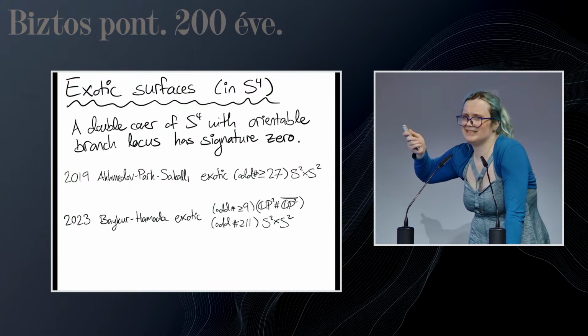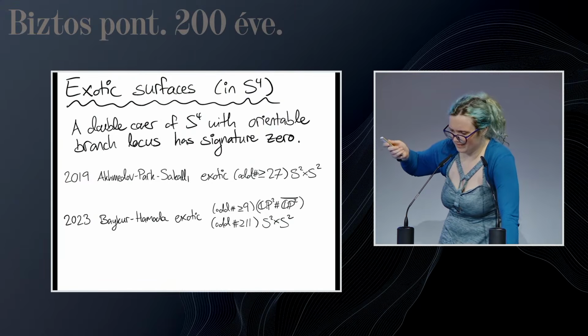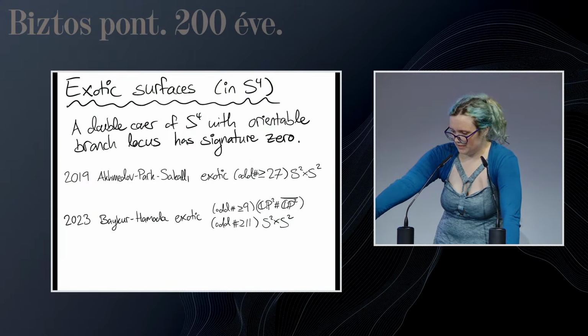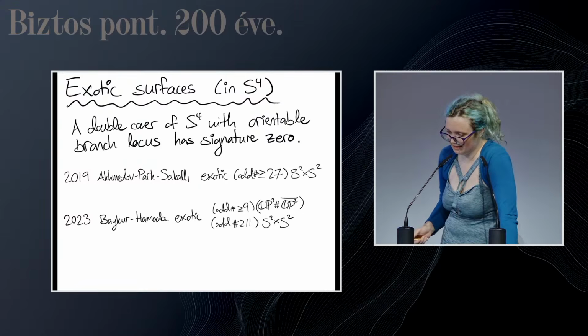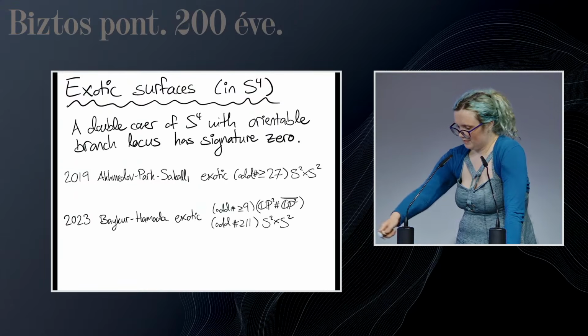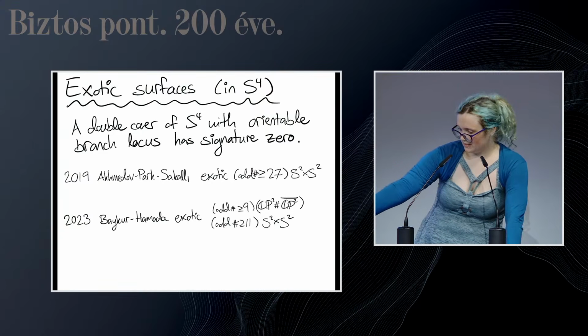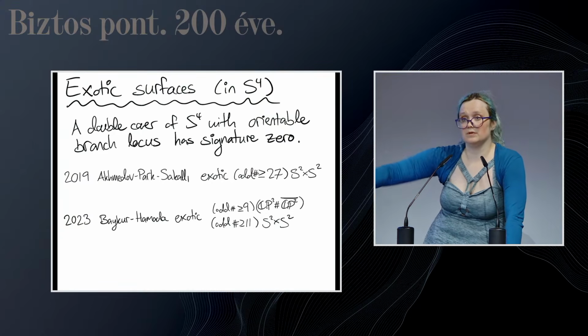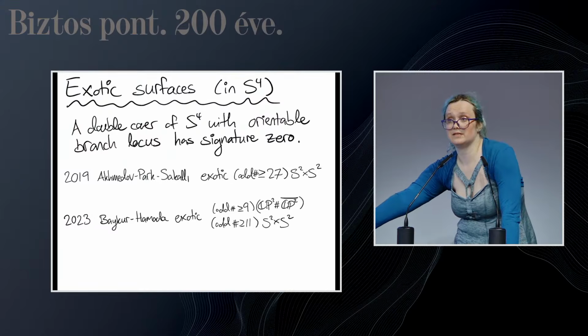It was like 100 something, right? And then I should have put that still, but I couldn't remember how many it was. And then with Sumera, they got down to 27. And then Inoch Biker and Hamada, a few years after that, improved the S2 cross S2 number down to 11, exotic 11 S2 cross S2s.